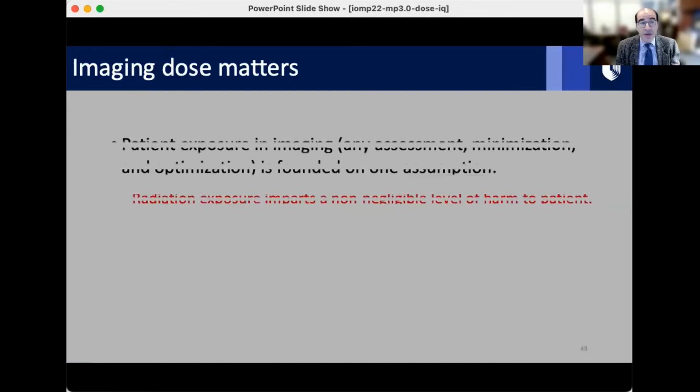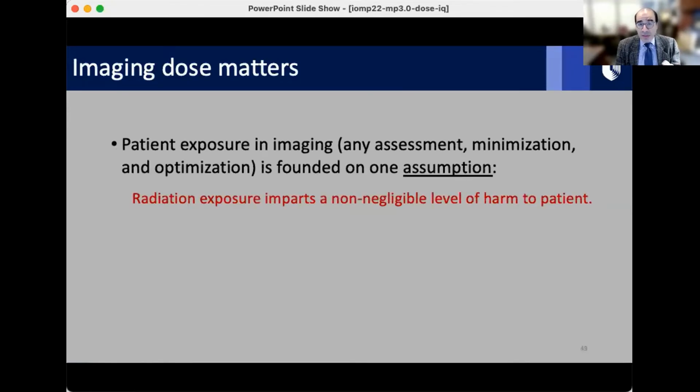First, talk about dose for a second. I just want to make this clear up front that patient exposure in imaging, any assessment of it, minimization of it, or optimization of it, is founded on one assumption, that radiation exposure imparts a non-negligible level of harm to the patient. If we believe that radiation is just all good for you, then we don't have to necessarily quantify it. But if we quantify it, we are saying there is a potential harm.